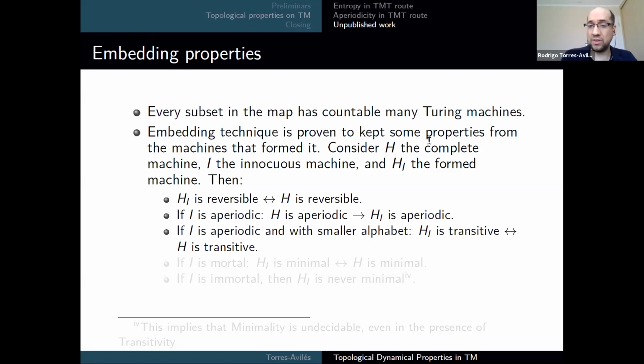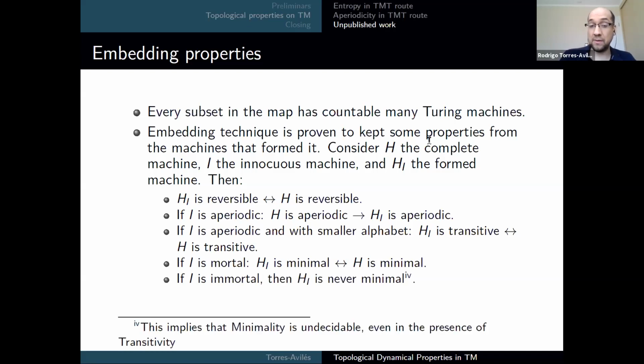If I is aperiodic and we add a smaller alphabet, then the transitivity is kept from one to another, H and HI. If machine I is mortal, the minimality is kept from machine H to HI and vice versa. And finally, if I is immortal, then HI can never be minimal. That implies that minimality and transitivity are separated, in the sense that in the presence of transitivity, minimality cannot be decided.